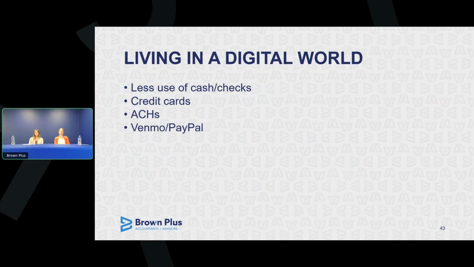ACHs, as we said, and as you all pointed out in your polling question, that's an area where you think there's some risk, whether that's an ACH coming in or an ACH going out. And then you saw Venmo and PayPal are starting to be popular methods of getting payments and having people donate or pay for invoices. So definitely a more digital world and a less paper world that we're living in now.